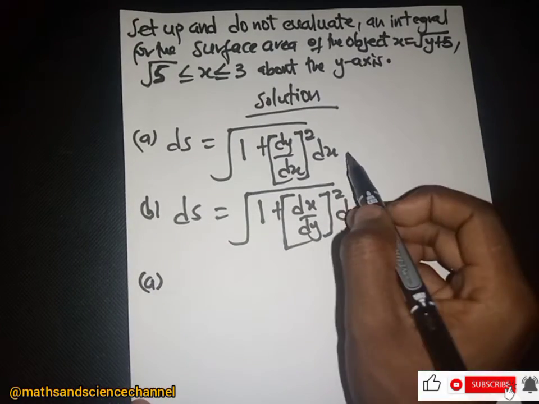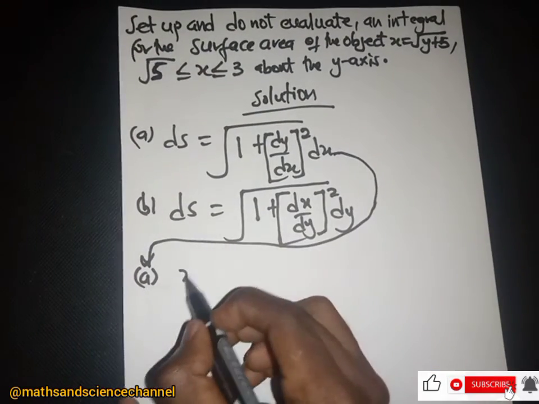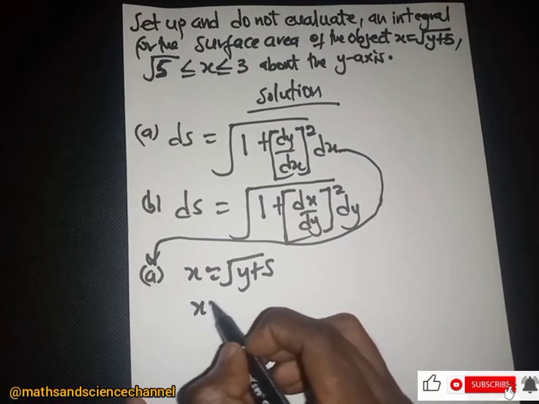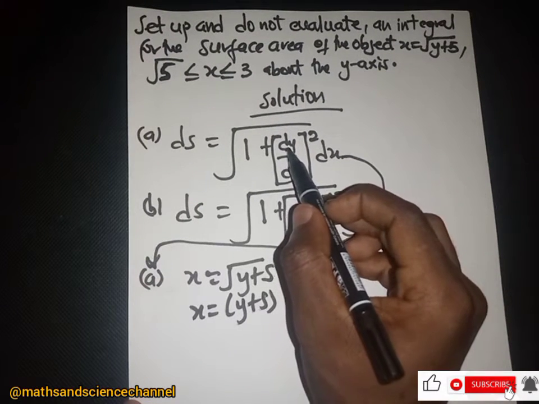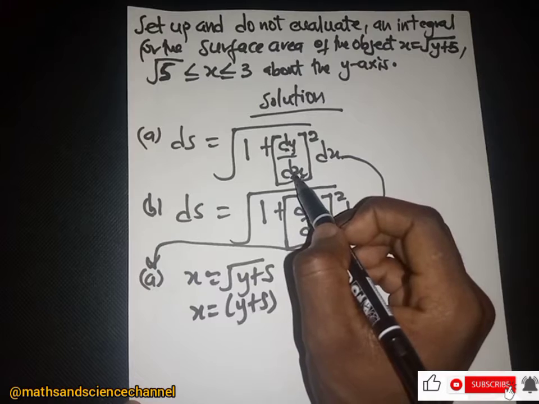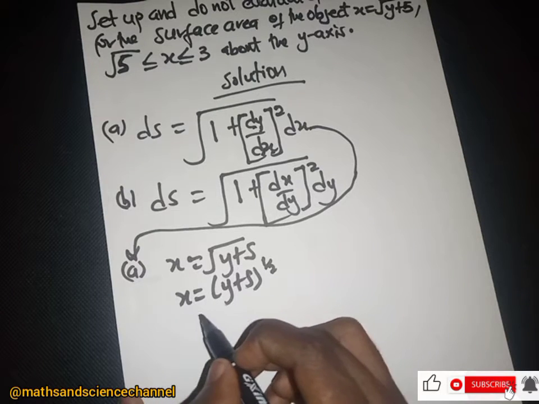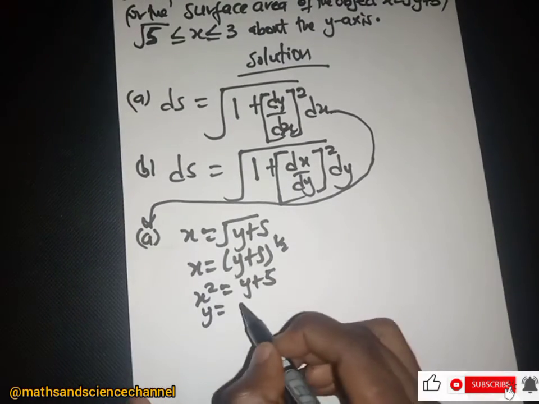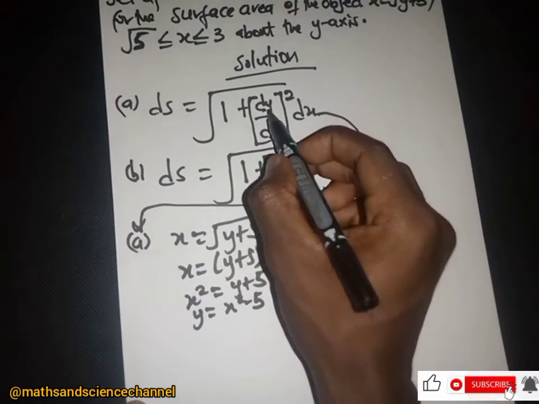let's do a. Now in the a part, we are given x being equal to the root of y plus 5. Looking at a, we are given dy over dx, which means that we have to make y the subject here. We get a value, then we differentiate y with respect to x. So we square both sides. When we square both sides, we have x squared being equal to y plus 5, and therefore y is just x squared minus 5. So if this is the value of y, then we need dy over dx.